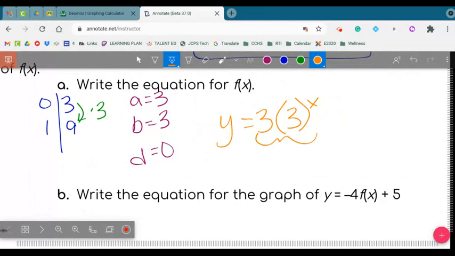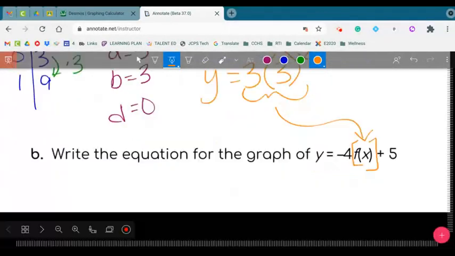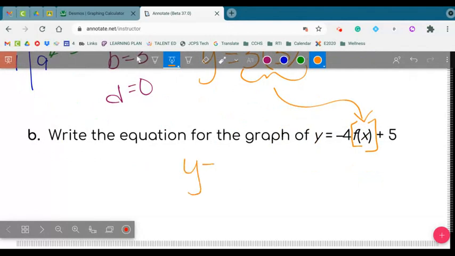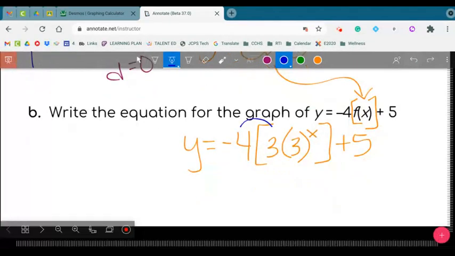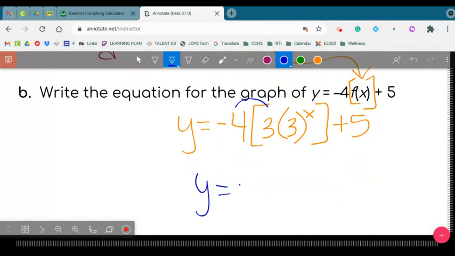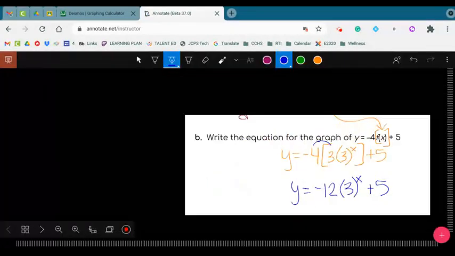So we're going to take this and plug it in for f of x. So f of x is where we're plugging it in. So we're going to have y equals negative 4, 3 times 3 to the x plus 5. If you remember, we just distribute to that first term. So our final answer is y equals negative 12 times 3 to the x, because our b value doesn't change, plus 5. That's going to be our answer.